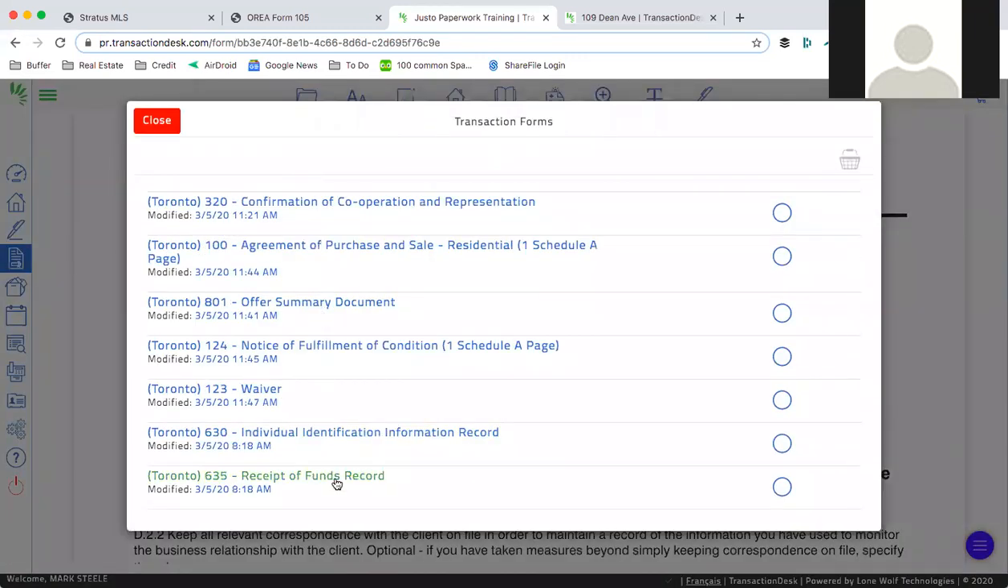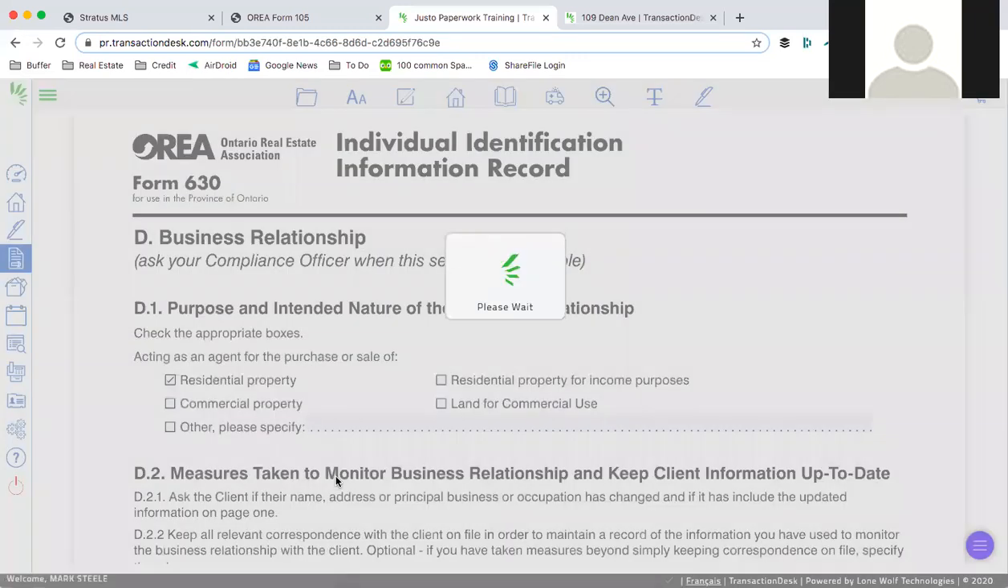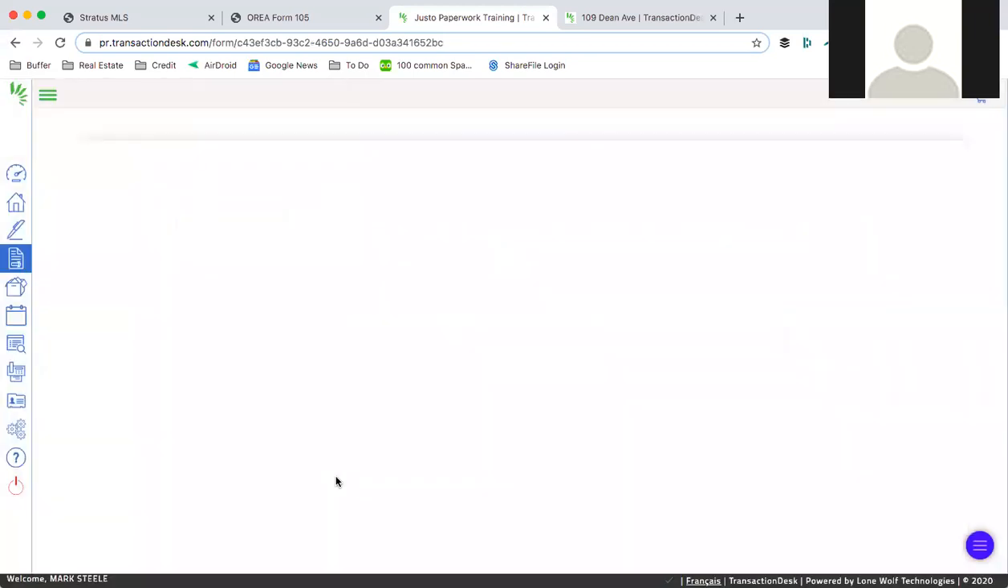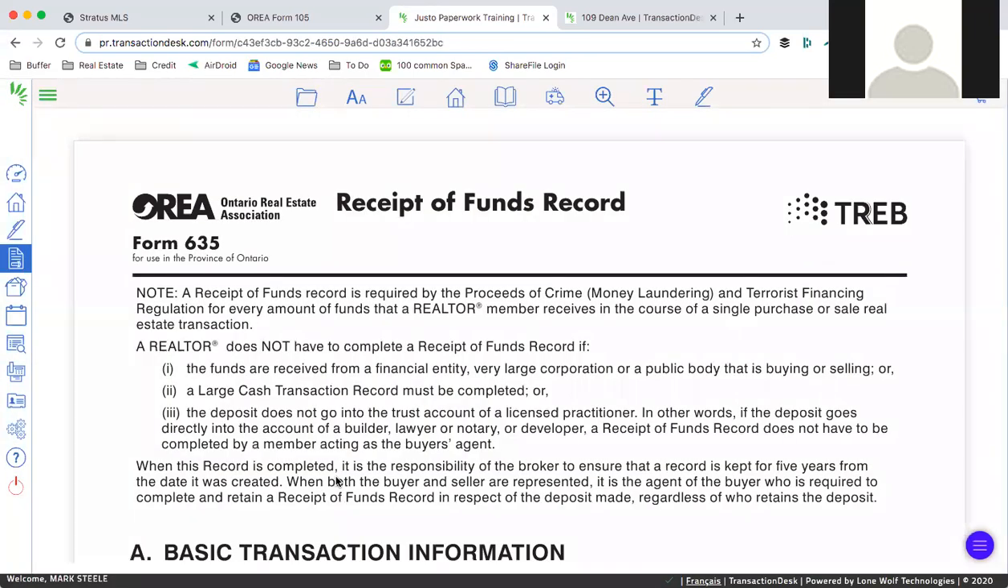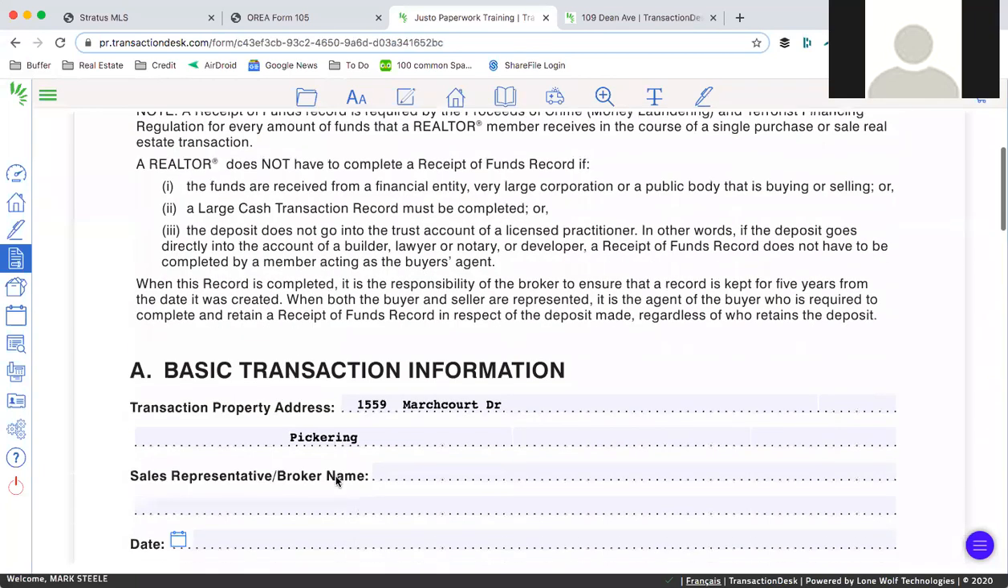And finally, you're going to have your receipt of funds record. So once your transaction has been accepted and you're depositing the receipt, you're likely going to get the receipt from your client and then deposit it yourself to the listing brokerage. So here's where you're going to put information about that check. Your clients don't have to sign this. This is just for you and the brokerage records, okay?